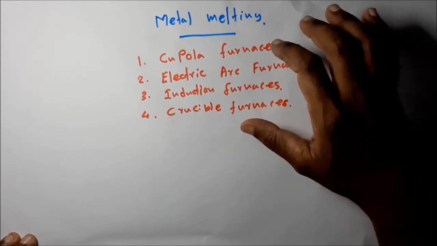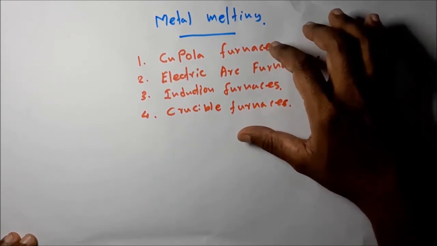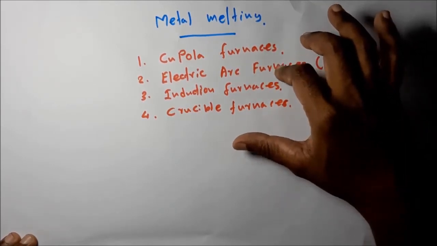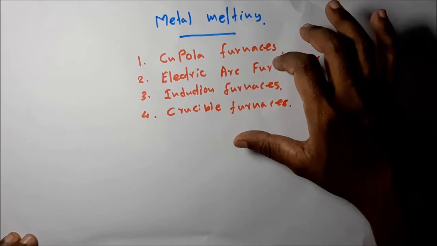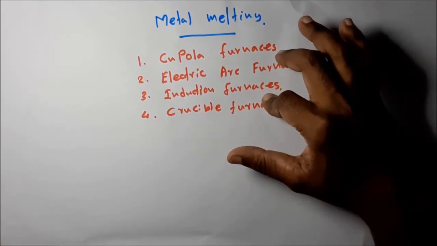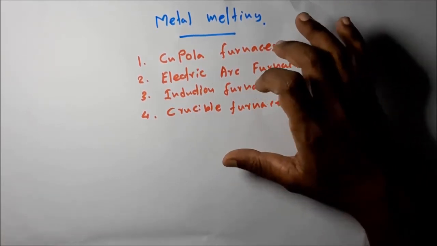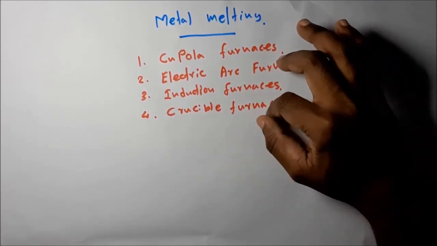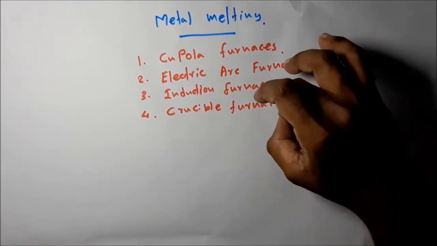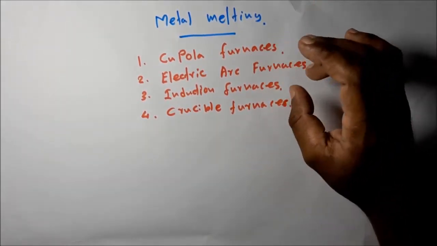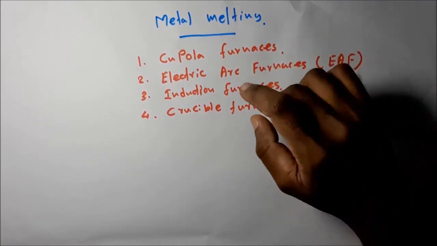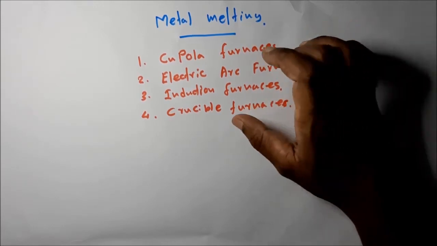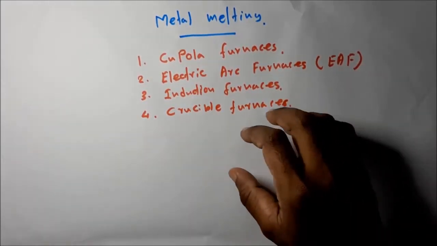The cupola is a combustion furnace. The heat is generated by the combustion of coke. The electric arc furnace uses electricity to generate the heat, and the induction furnace also uses electricity, meaning induction heating is used. The crucible type furnaces use the combustion of liquid fuel, like furnace oil, kerosene and diesel, to melt the metals. Let's discuss the four methods in detail.